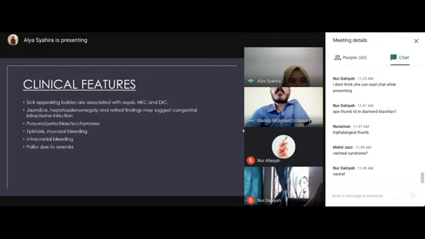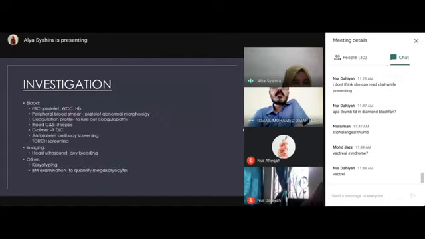Next, for investigation, we divide into blood, imaging, and others. For blood, we can do a full blood count first to see the platelet level, and then also the white cell count to rule out any infectious or inflammatory causes, and hemoglobin to see if there is anemia, a complication from the bleeding. And after the full blood count, we can do a peripheral blood smear.